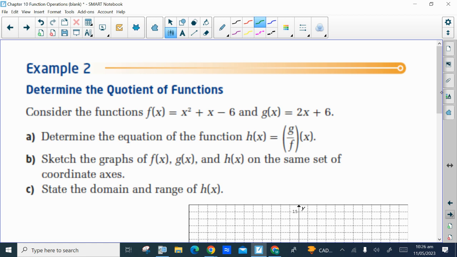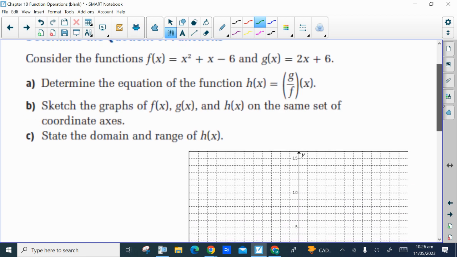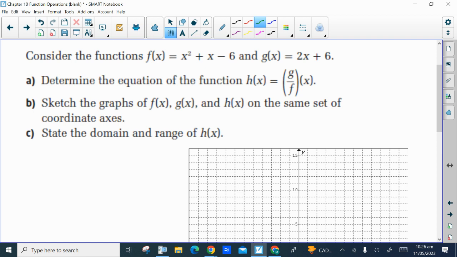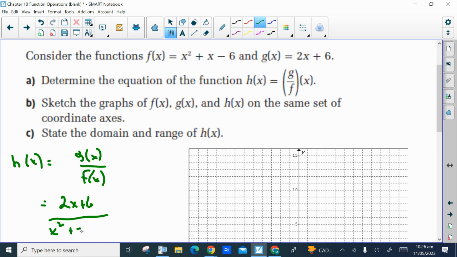So quotients of functions, you've got f and g. You want to determine the equation of h, which is g over f at x. So again, h at x would be g at x over f at x. So g is 2x plus 6 over f, which is x squared plus x minus 6.